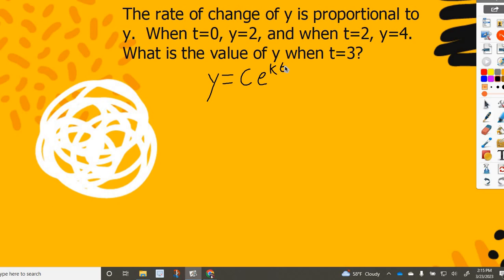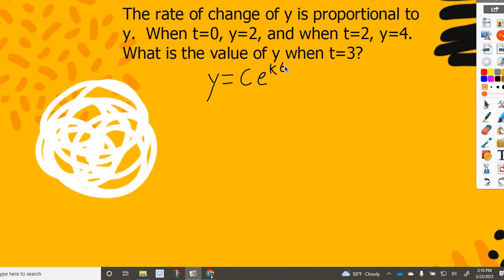Find when t is 3. So what would I do? Well, you find C first. Our goal is to plug in 3 for t. However, right now we also have a c and a k, so we can't just plug in right now.